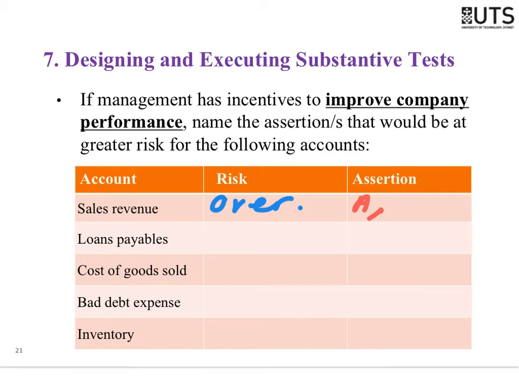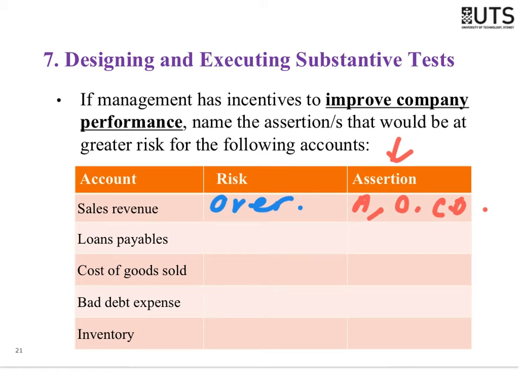Number 2, how do they overstate sales? By including fake sales, including sales that didn't actually happen. What's the assertion there? Occurrence. Third way, they include a sale that actually happened, but the sale happened in July and they included it in June. What's that? See what I mean? So the way that you get to the assertions column is by asking yourself, how can they do it? How can they achieve this overstatement, right?